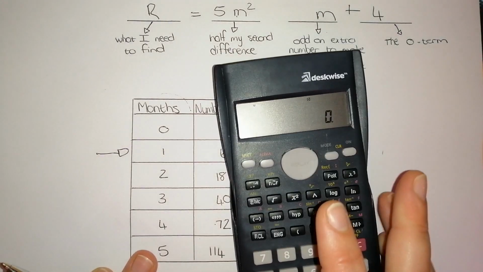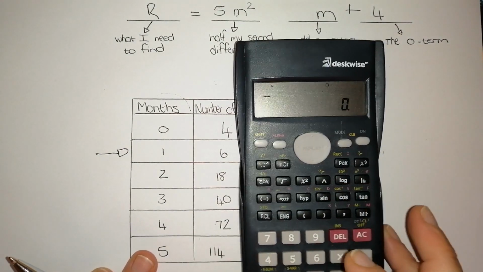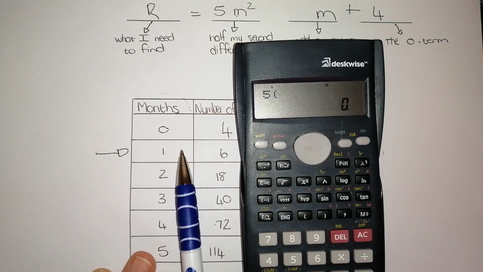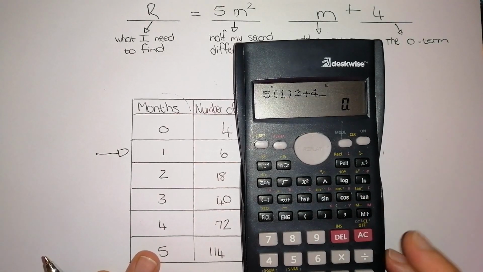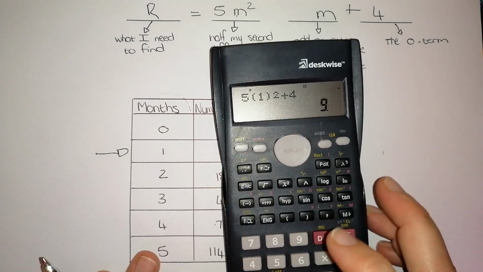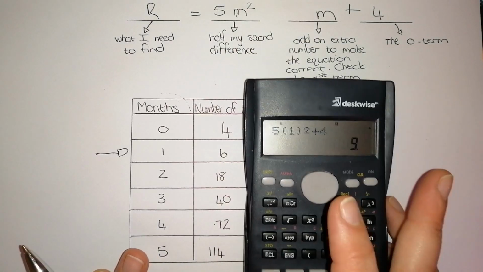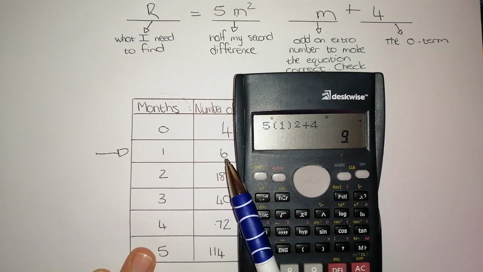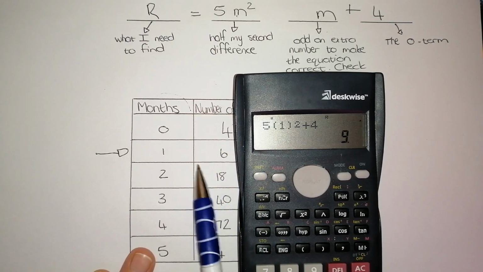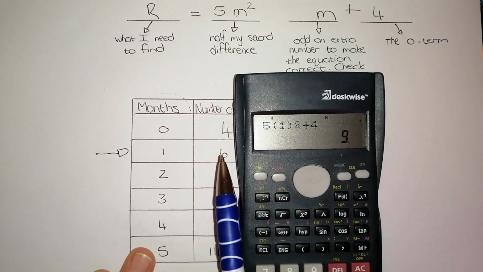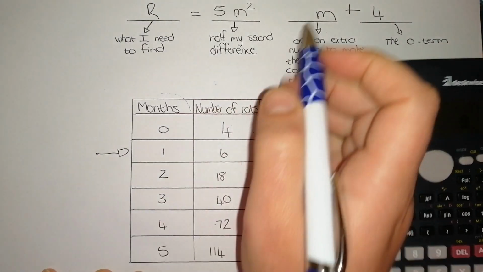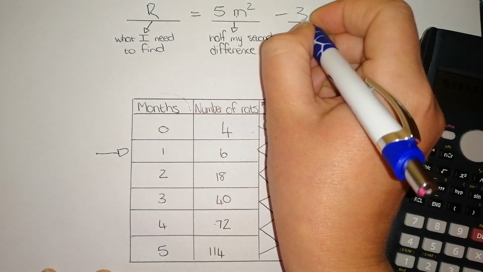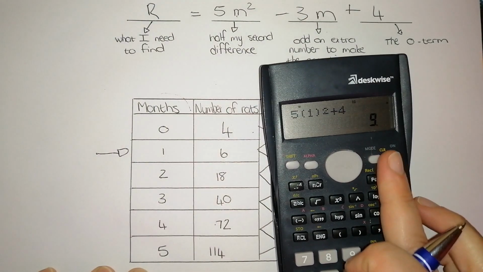So have your calculator out. We are going to type it in. 5 bracket, we are using m, so we're going to use 1 bracket squared plus 4, because that's my zero term, is equal to 9. As you can see, 9 and 6 is not the same thing. We need to find 6. How do we get from 9 to 6? We need to subtract 3. So what I need to do now is write minus 3 up there, because that would give me the correct answer.